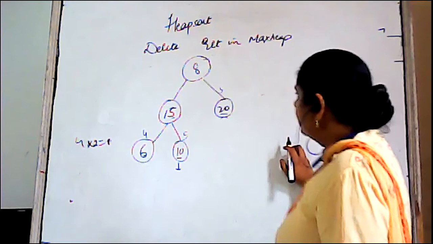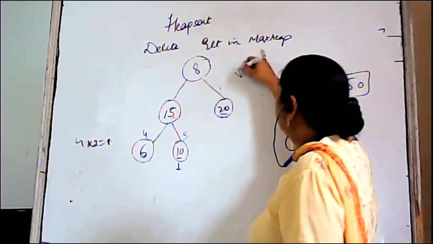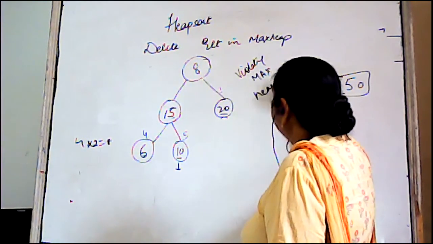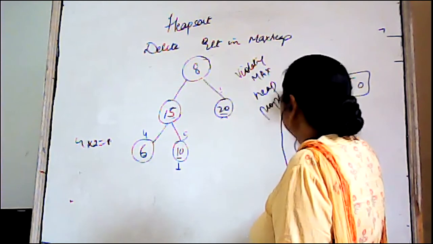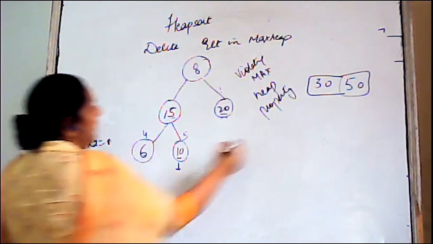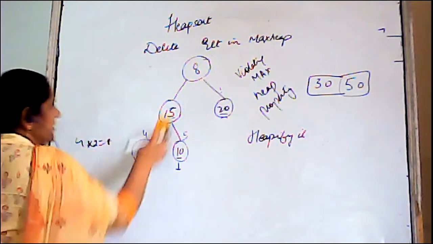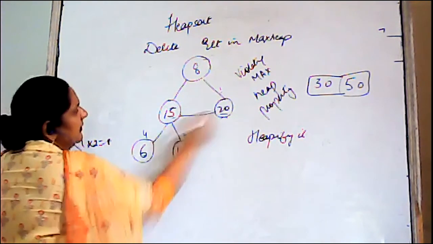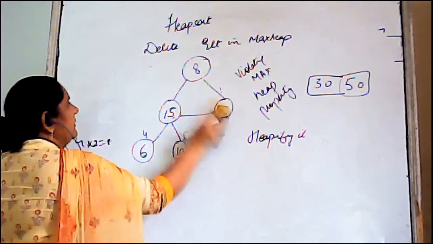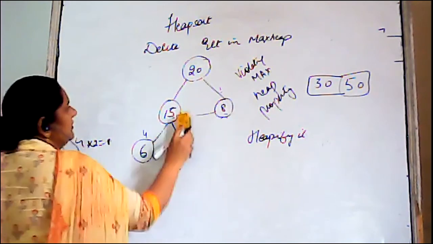Now 8 is smaller than 15 and 20, so it is violating the max heap property. So we have to heapify it. That means you have to select which number is greater. 20 is greater. So replace 8 with 20. So 20 will come here and 8 will go down. This is how it is done.